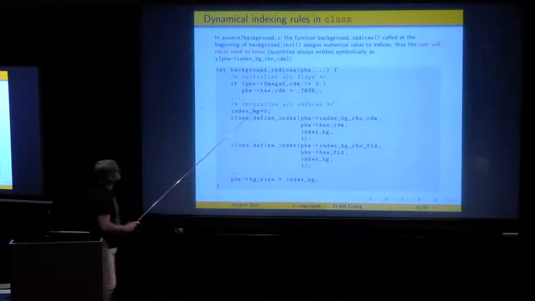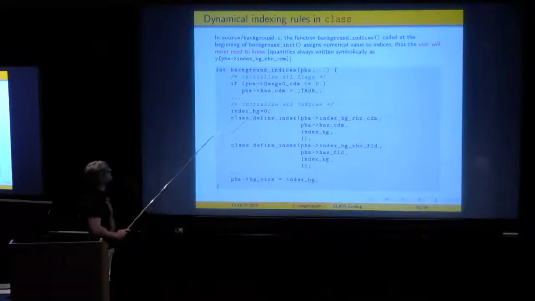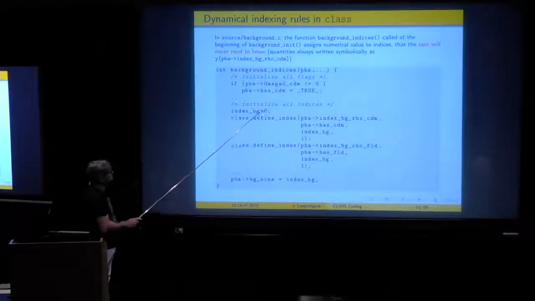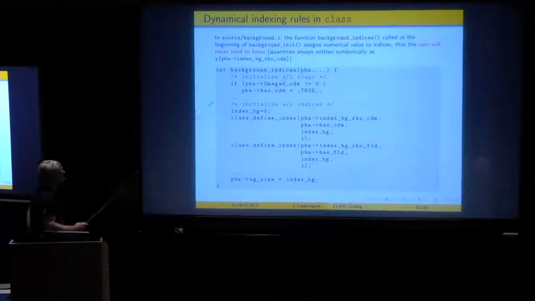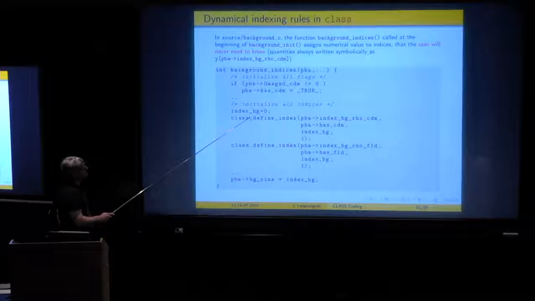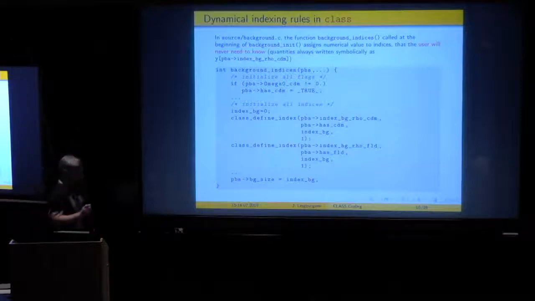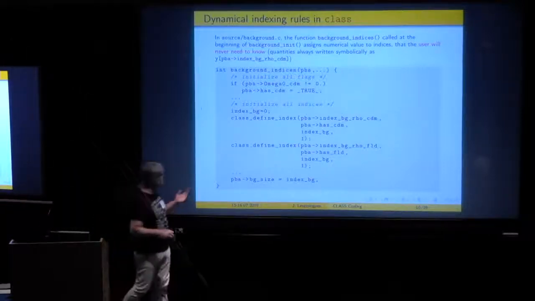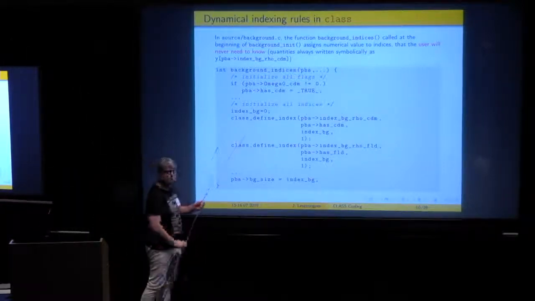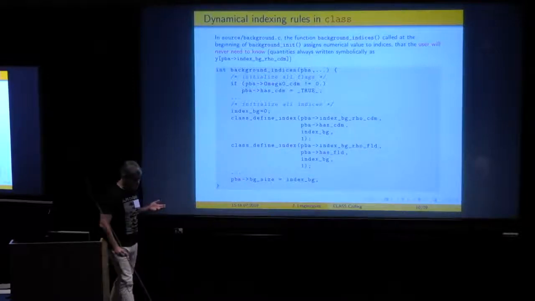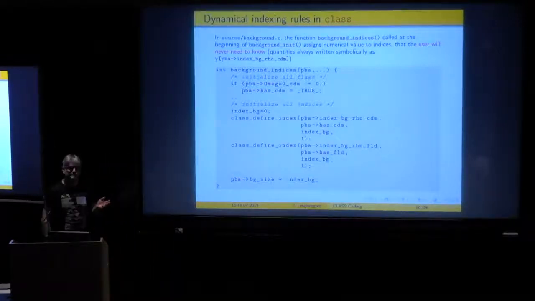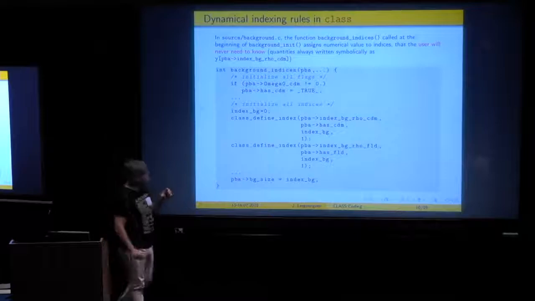There is a running variable, a local variable that we call index_bg, and we initialize it to 0. Then for each species, we call a macro. You know what a macro is? It's like a little predefined script. All the macros in CLASS start with class_something. All these macros are defined in common.h.